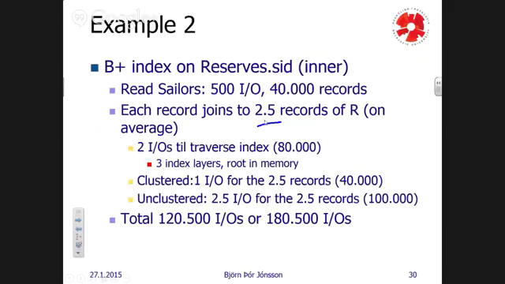And so this gives me, normally, let's say the root is in memory, we get 2 IOs to traverse the index. Depending on the clustering, we get one number, on unclustered, we get another number, and then we just calculate and add. So it's just putting numbers into the formulas. And this is something that I expect you to be able to do. Put numbers into formulas, choose joins, for example.